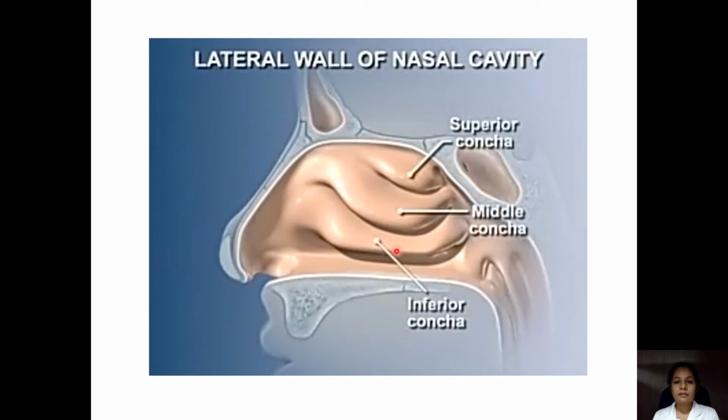Now, the three shelf-like bones of the lateral nasal wall are superior turbinate, middle turbinate, and inferior turbinate. Superior and middle turbinate are formed by parts of ethmoid bone, whereas inferior turbinate is a separate bone.